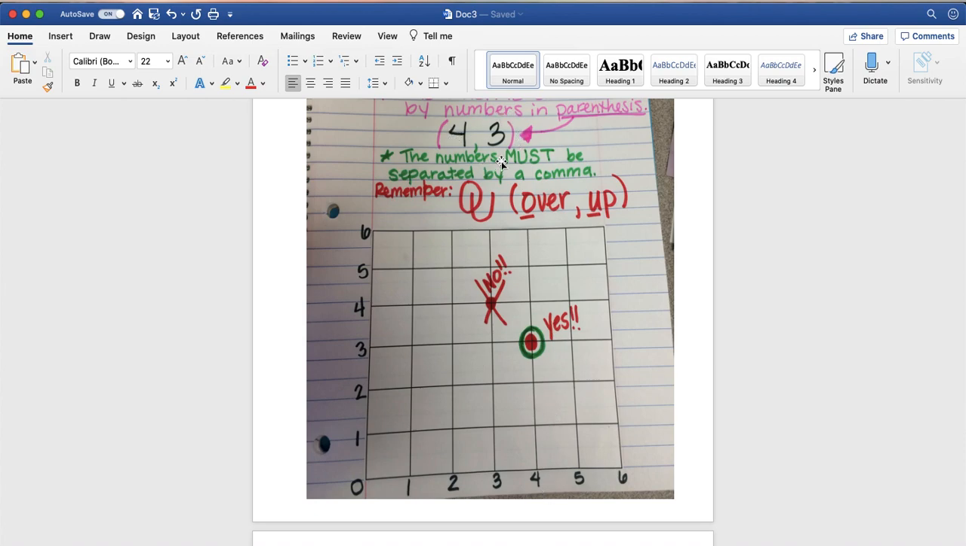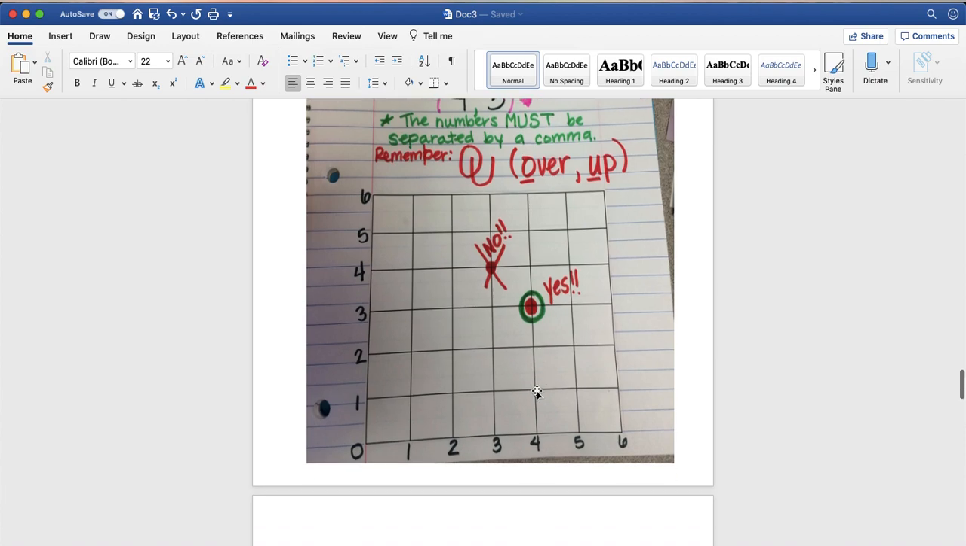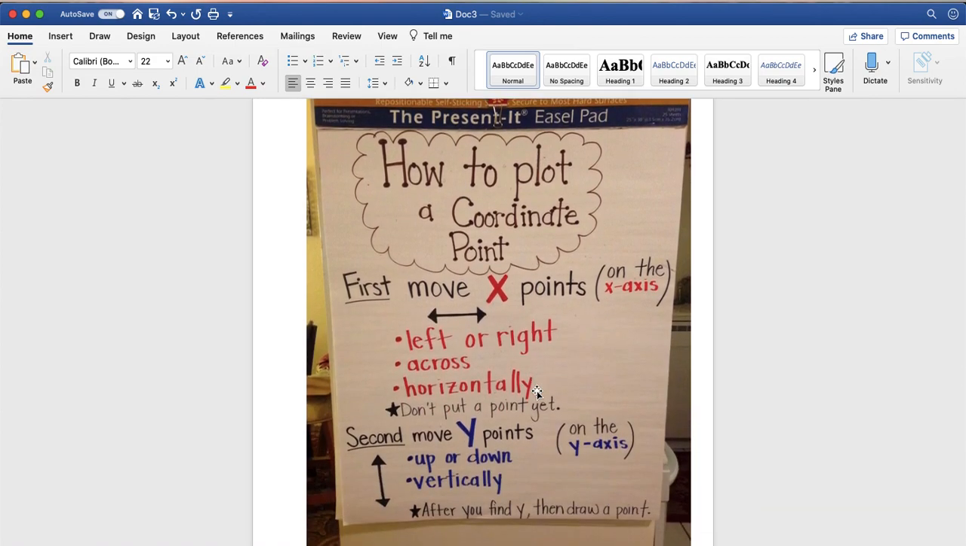But I cannot have 2 points. I can only have 1. These directions are always just for 1 point, not for 2, just for 1. So that's something else that we need to remember. So after we move or after we run, then we need to jump up and down. And after that, then we draw our point. So that's just something else to remember. First we run, then we jump, and then we put our point.